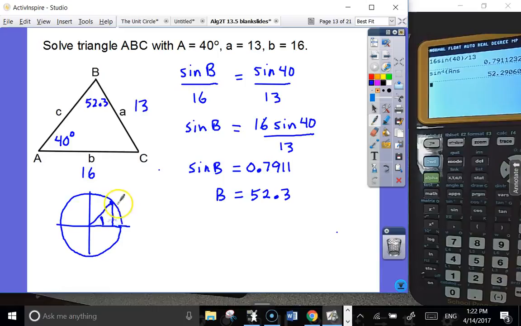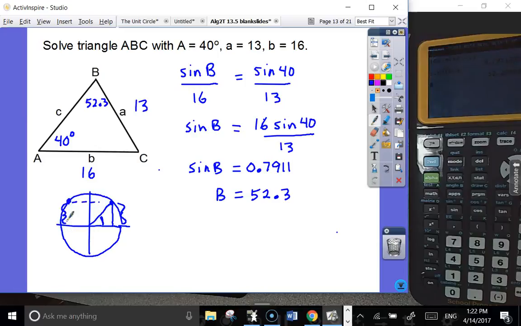That's the distance from the x-axis up to that point, right? But sine could also have the same value if I just go straight into the second quadrant right there. That's also exactly the same distance above the x-axis. So I need to check and see whether that angle could possibly make a triangle, right?